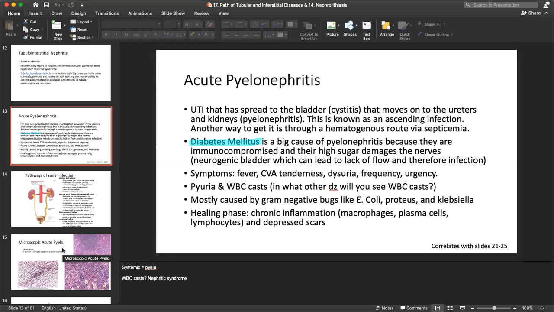So symptoms: fever, CVA tenderness. So like you tap on their back, and they're tender. They like jump off that table. Dysuria, so painful urination. Increased frequency and increased urgency. You'll see pyuria, so white blood cells in the urine, and then white blood cell casts.